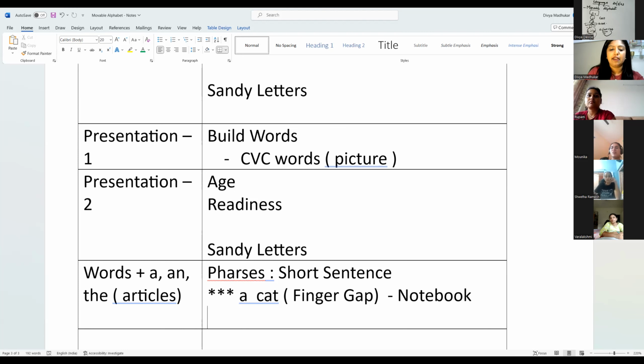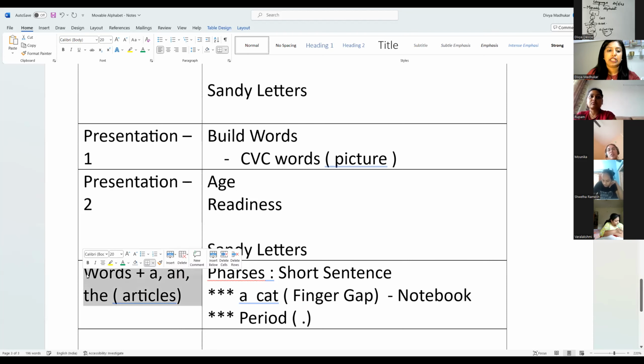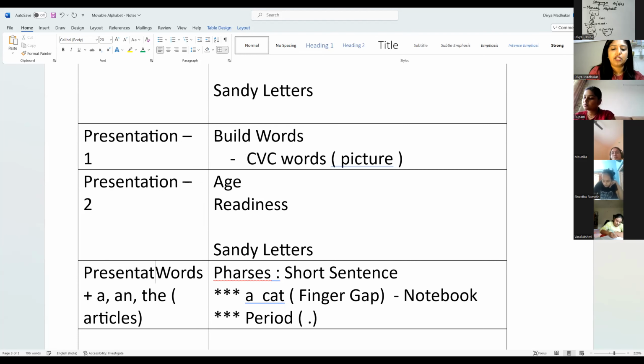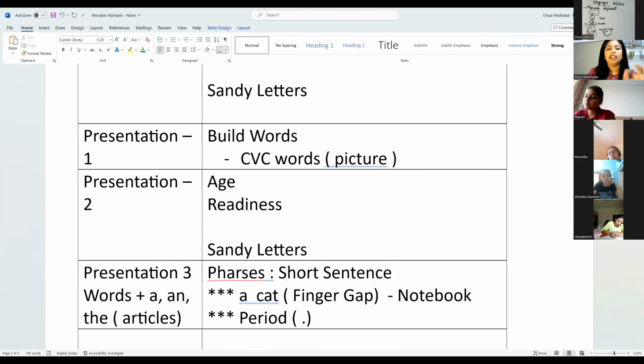What is the next thing? Next important thing, I also have to introduce the period. What is a period? Period is nothing but full stop. These are the two things that you're going to start here. One is finger gapping, one is putting a full stop. So this is your presentation 3. In my presentation 3, I introduce words with articles to make my phrases. Every time I'm introducing phrases, I also have to introduce finger gap and a period to the child. So that becomes my exercise.